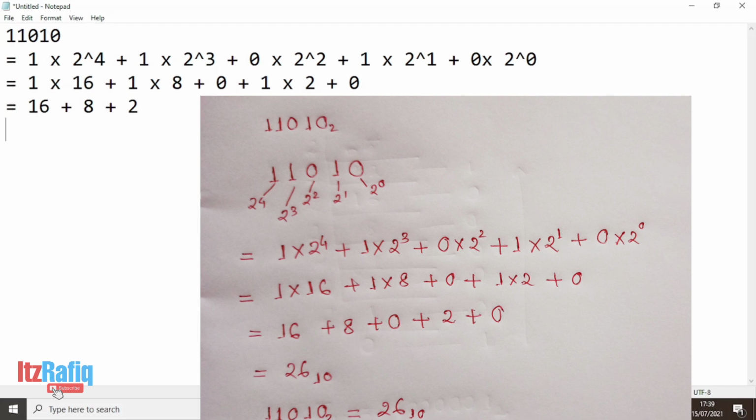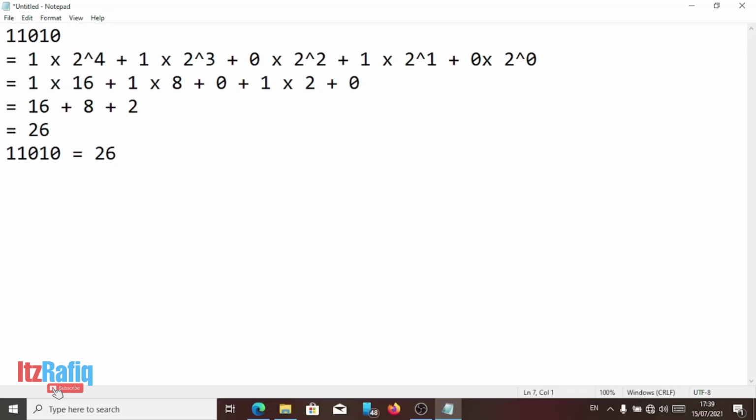16 plus 8 is 24, 24 plus 2 is 26. So we'll write 11010 equals 26. This way you can convert a binary number into decimal.